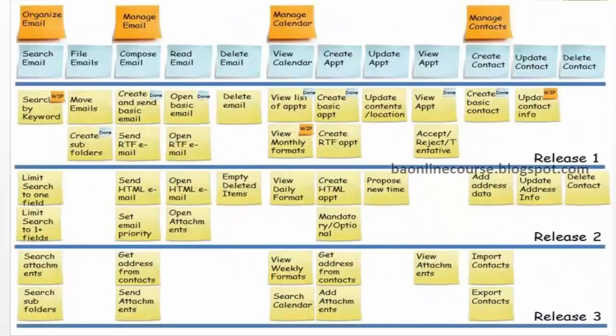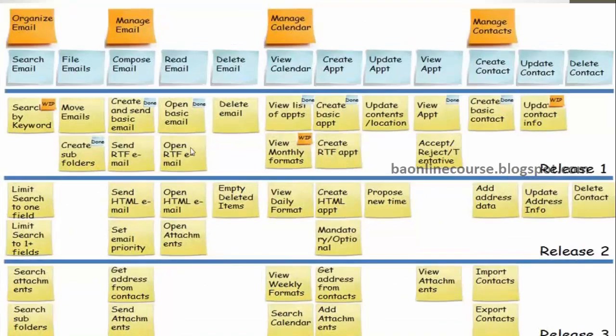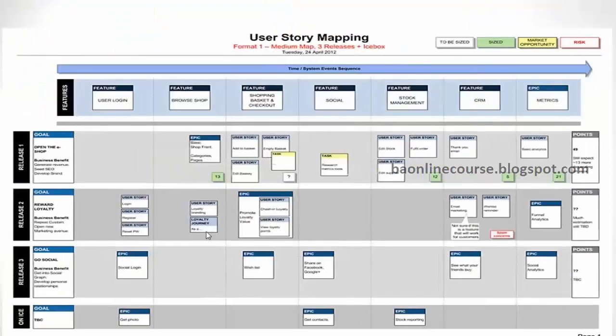So a typical product backlog would look something like this. Let's look at a couple of examples before we move ahead. You have a user login, then you're browsing the shop, adding stuff to your shopping cart, sharing it on social network, managing the stock, reaching out to the customers, and then there is some reporting. So all these are the features, or epics as we call them.